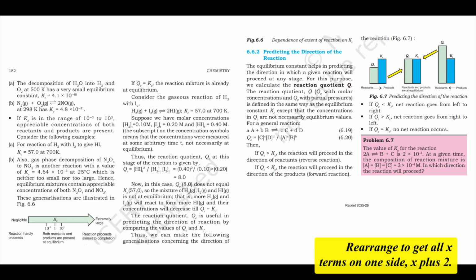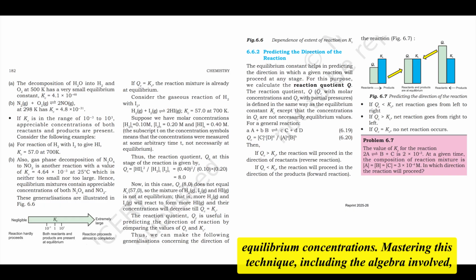Rearrange to get all X terms on one side. X plus 2.059X equals 0.2059, which means 3.059X equals 0.2059, so X equals 0.067. Step 5. Find equilibrium concentrations. CO is 0.10 minus X, which is 0.033 M, and H2O is also 0.033 M, while CO2 and H2 are each 0.067 M. This problem beautifully illustrates the power and structure of the ICE method for finding equilibrium concentrations.